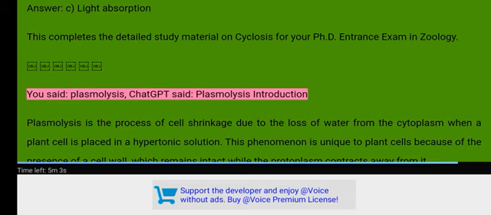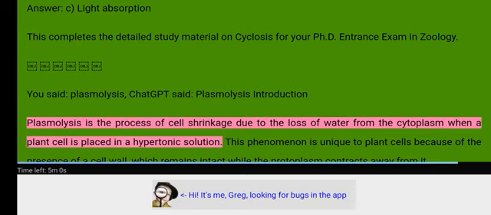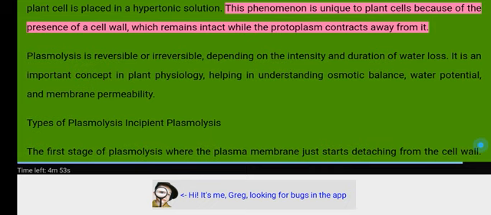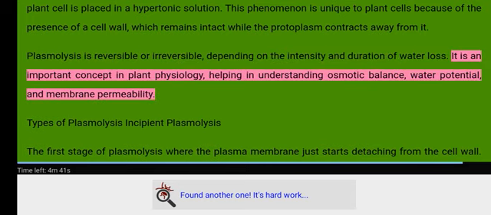Plasmolysis introduction. Plasmolysis is the process of cell shrinkage due to the loss of water from the cytoplasm when a plant cell is placed in a hypertonic solution. This phenomenon is unique to plant cells because of the presence of a cell wall, which remains intact while the protoplasm contracts away from it. Plasmolysis is reversible or irreversible, depending on the intensity and duration of water loss. It is an important concept in plant physiology, helping in understanding osmotic balance, water potential, and membrane permeability.